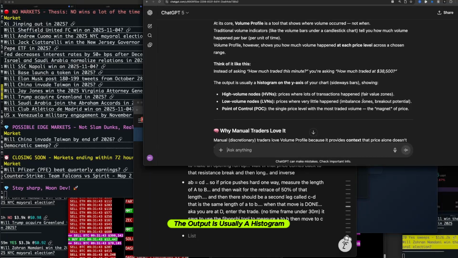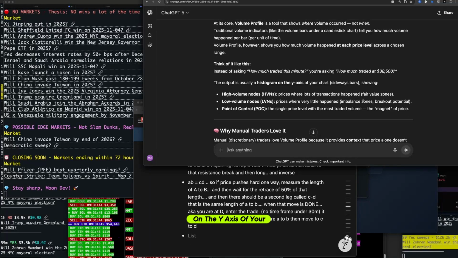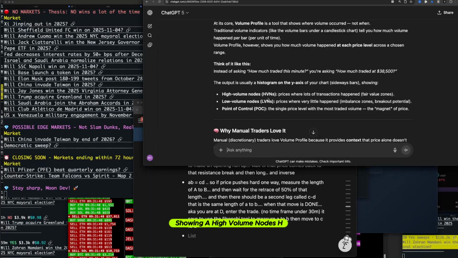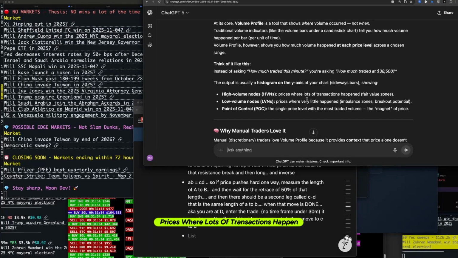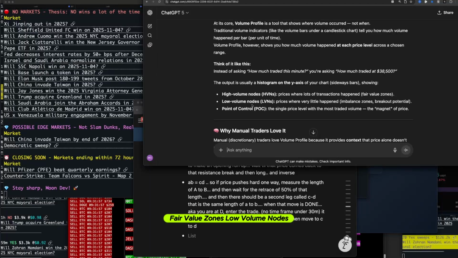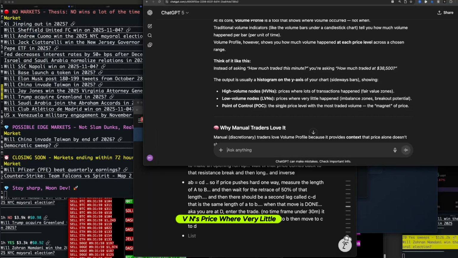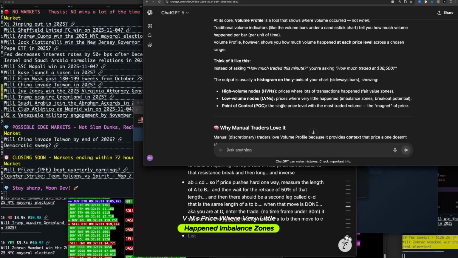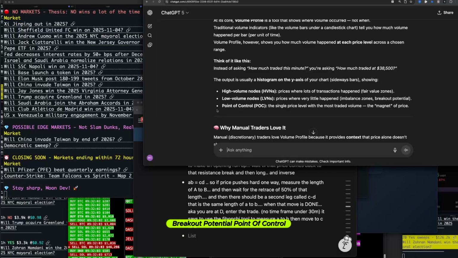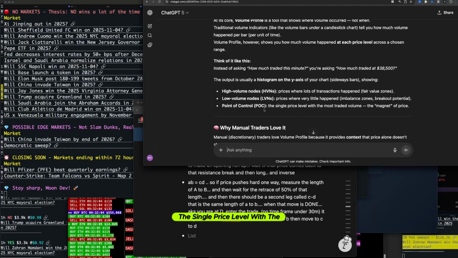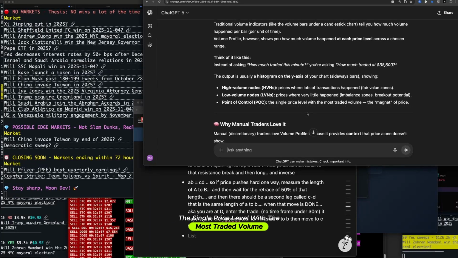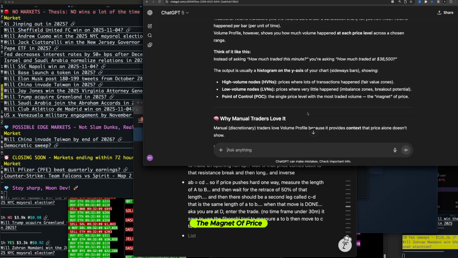The output is usually a histogram on the y axis of your chart, showing high volume nodes, HVNs, prices where lots of transactions happen, fair value zones; low volume nodes, LVNs, prices where very little happened, imbalance zones, breakout potential; and the point of control, the single price level with the most traded volume, the magnet of price.